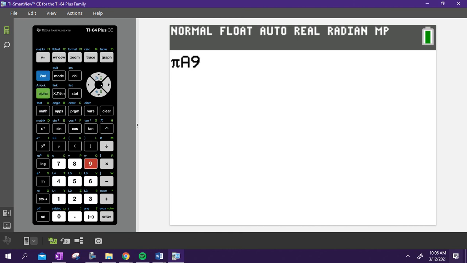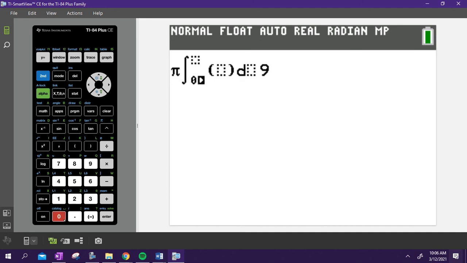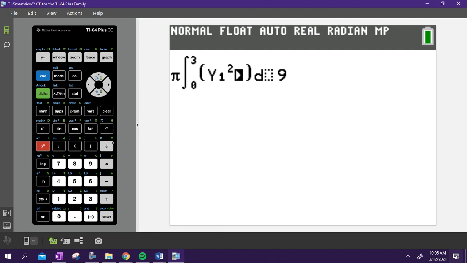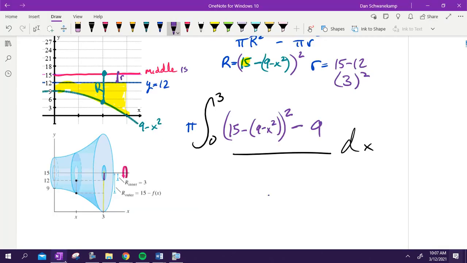Math 9. I'm integrating from 0 until 3. Big radius, which is y1 squared, minus the little radius, which is 3 squared. It's really easy to type in. Big R squared minus little r squared. Get that phrase in your brain because you don't want to type it in wrong. Big R squared minus little r squared. We type it in. We hit enter. We get 746.442. Questions there?